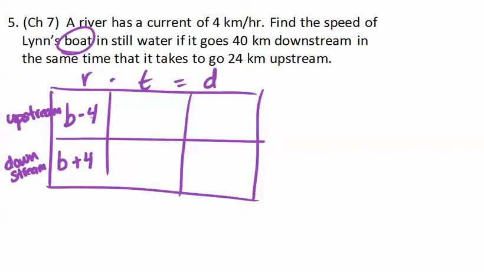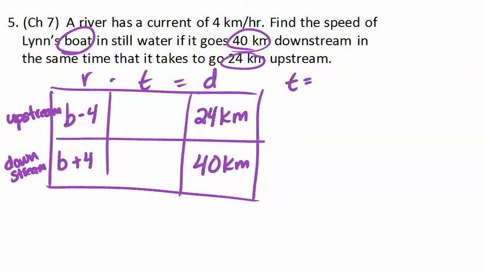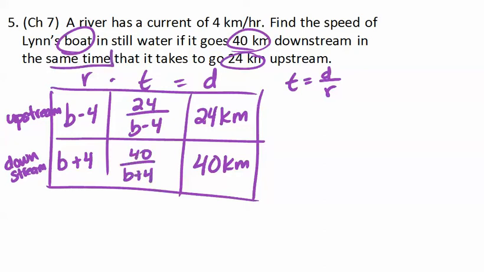Okay, there's more than one way to do this problem, but I think most of us see these distances. So when we are going 40 kilometers downstream, I think this might be what we would think of to do first. And as soon as we have 2 columns filled in, then we fill in the 3rd column by multiplying or dividing. And we can see that time is distance divided by rate. So 24 over b minus 4 and 40 over b plus 4. And notice what it says. Same time. Takes the same amount of time.